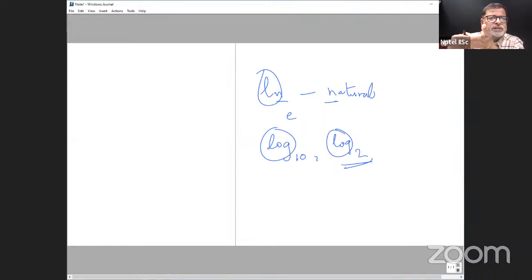Even in maths, some books will use ln, some books will use log. That's what I am telling. Therefore, I accept both answers. Whether you use log or ln, it should not be marked as wrong.